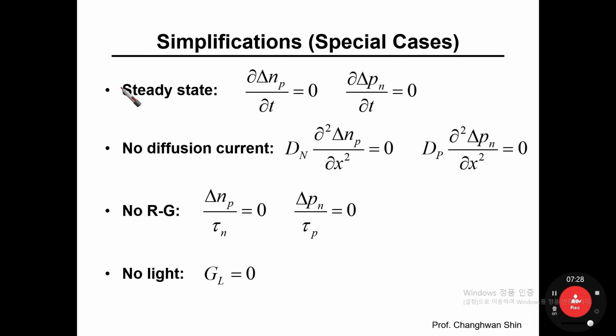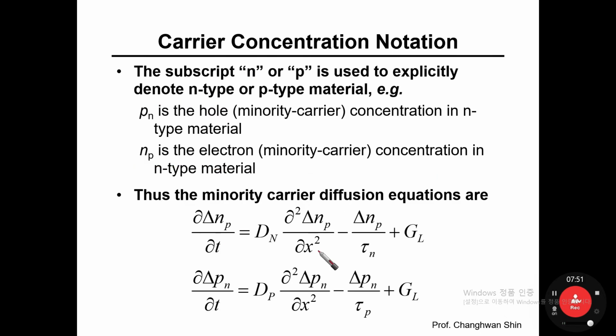Okay, so that's all for the first line. The second line is no diffusion current. You may have no chance to see that special case. But if no diffusion current flows, then you can assume that the very first term in the minority carrier diffusion equation, this guy and that guy, the diffusion current part, would be 0.